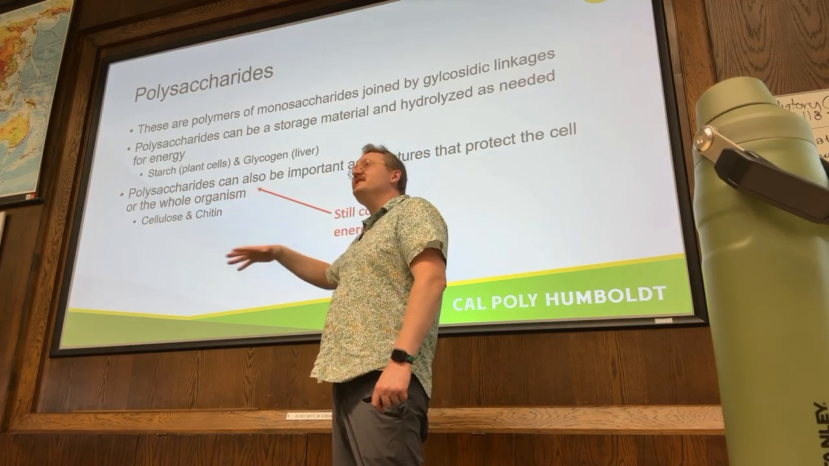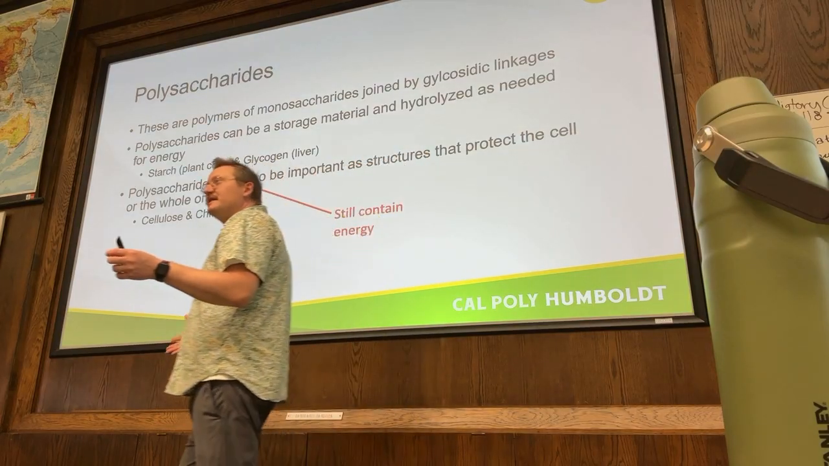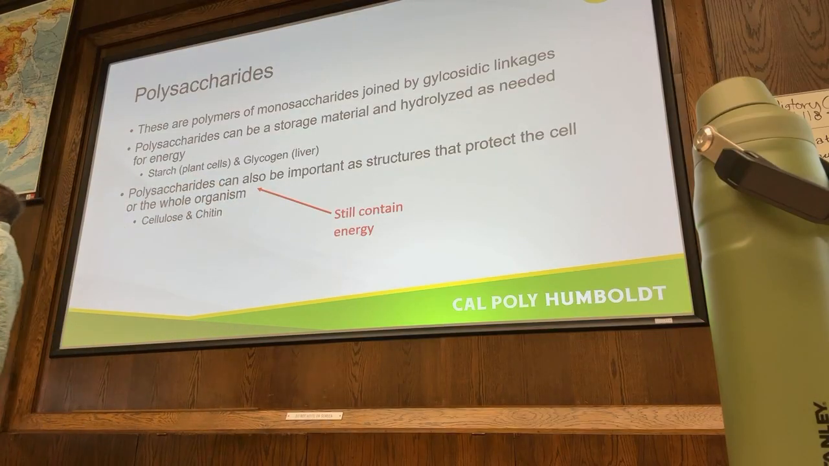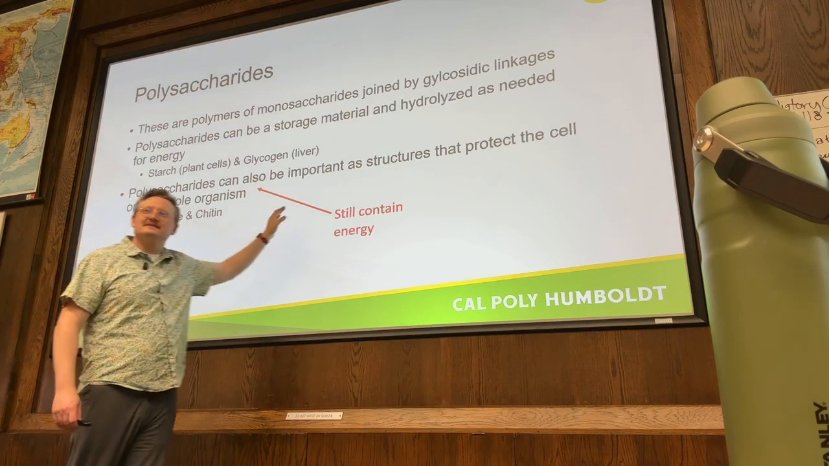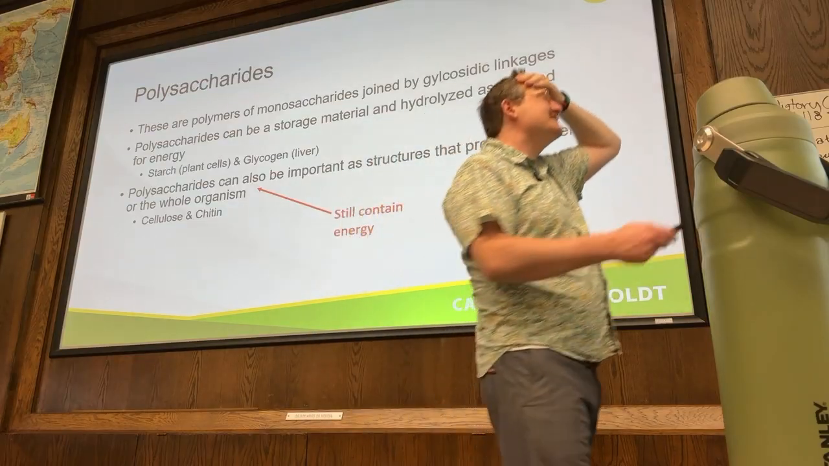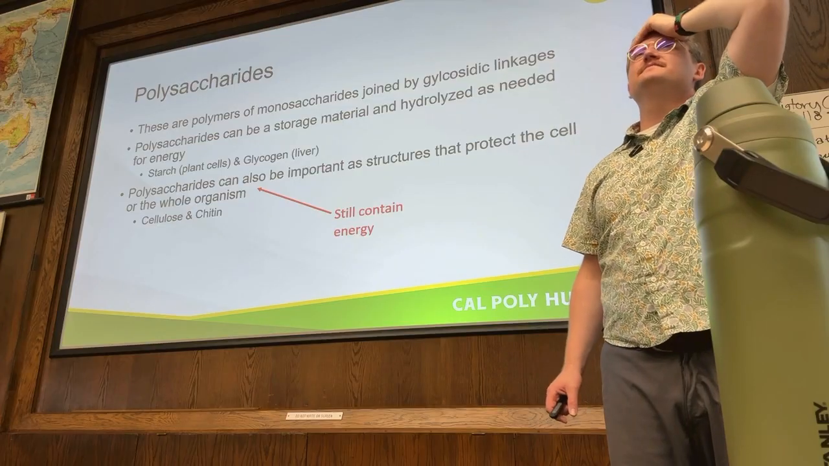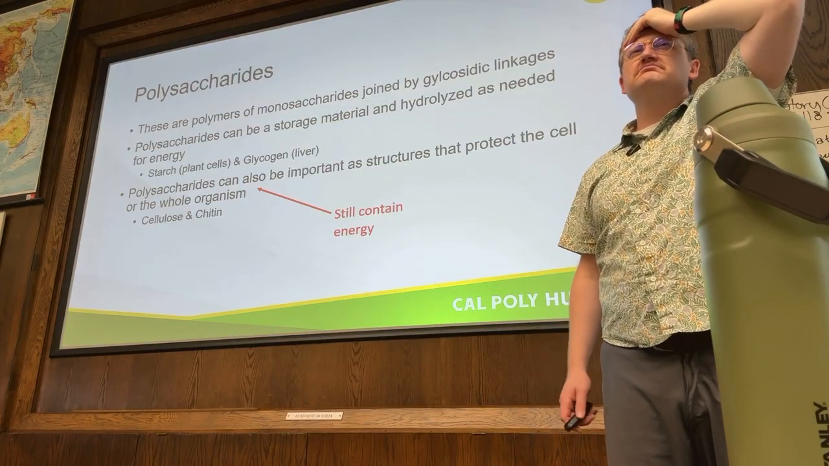So cellulose is a polysaccharide that's very resistant to degradation that surrounds plant cells. It still contains a lot of energy. It just can't be easily accessed because it's not designed for energy storage. Now, some organisms can produce enzymes to break down cellulose, but we're going to talk about that in just a little bit. Another structural polysaccharide present in animals is chitin, which forms the exoskeletons of arthropods. Fair enough? Good.